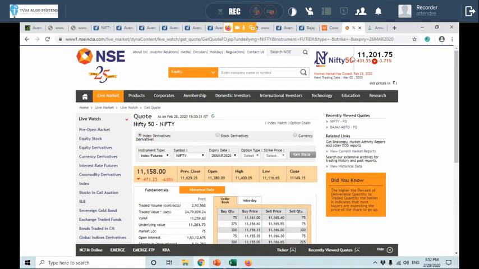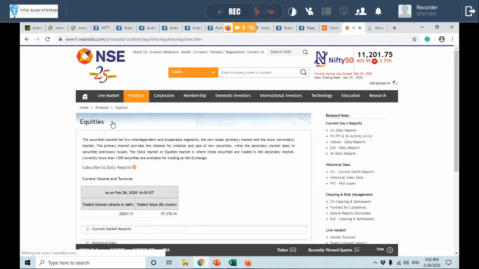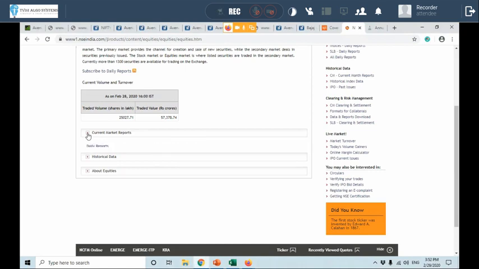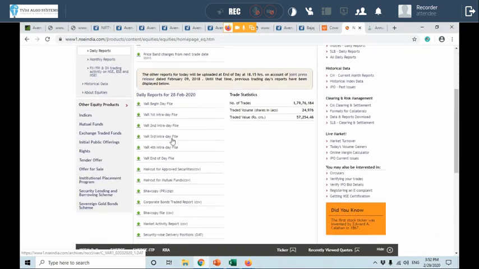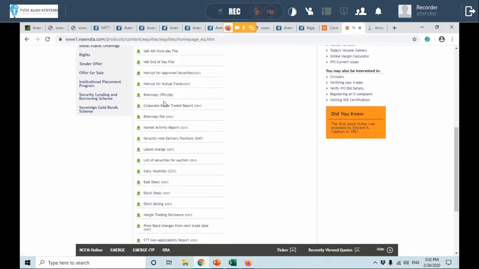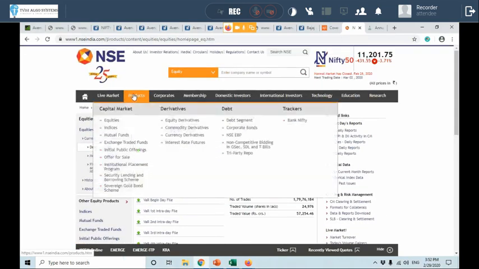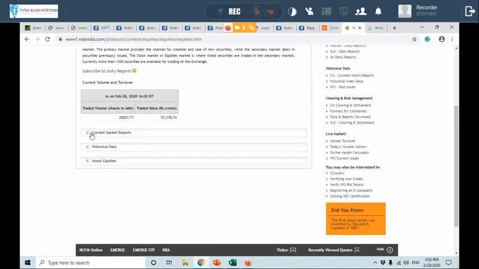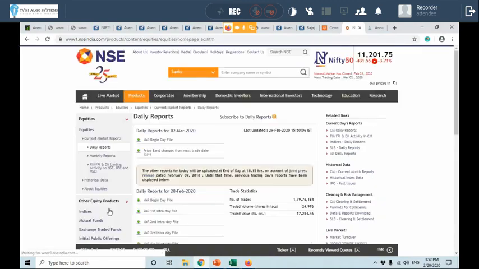For example, if I go to products and if I go to say equities, now let us see, because the layout has changed a bit. Even I am not sure how they report right now in equities. Short selling. In equities, again I will show in products. If I go to equities, I go to current market reports. I go to view all end of the day reports.